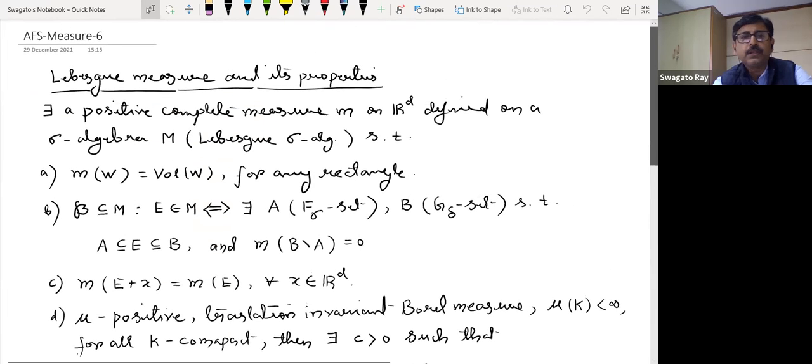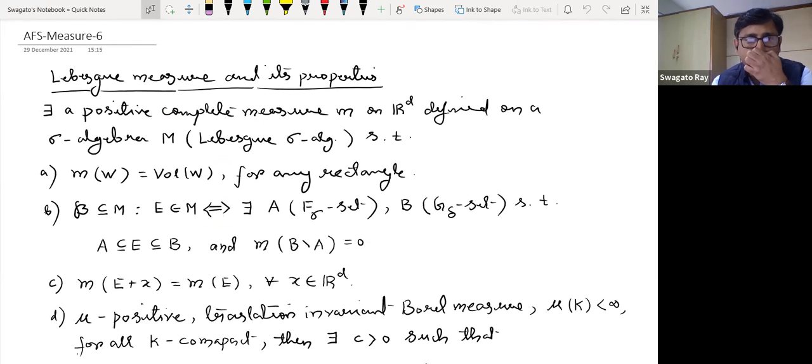Okay, so we come back to whatever we were doing. I hope you remember. So this is actually the general version of the theorem, that there exists a positive complete measure. Complete is important.